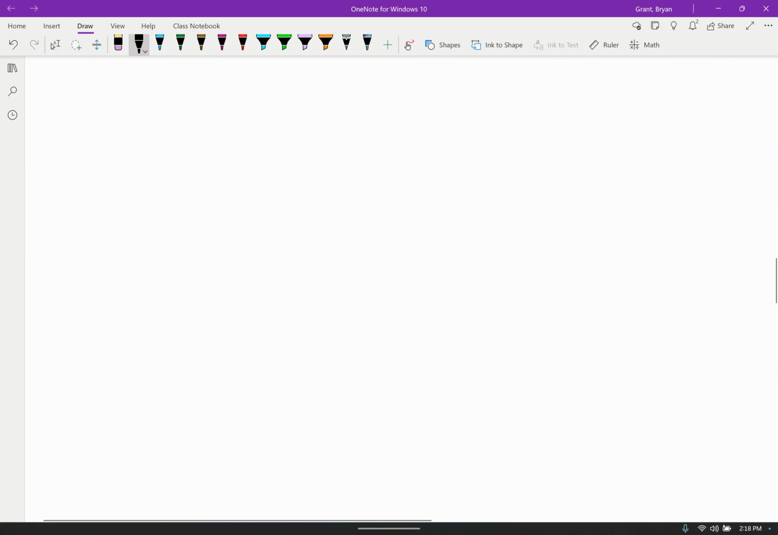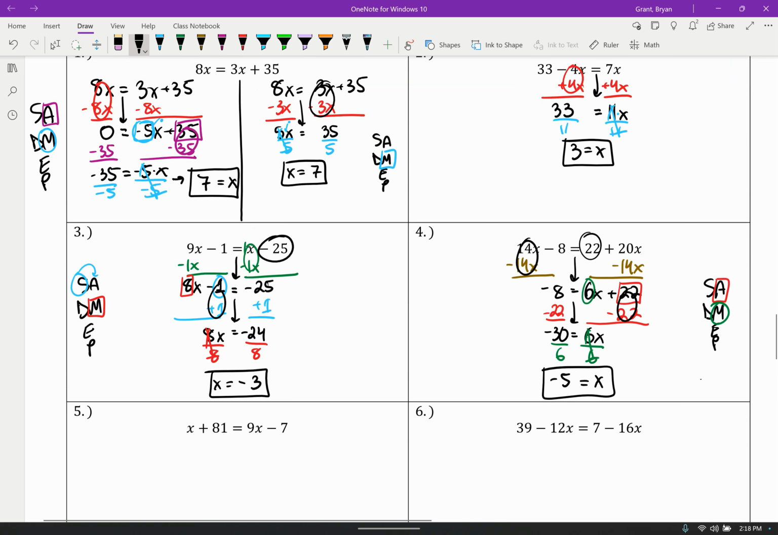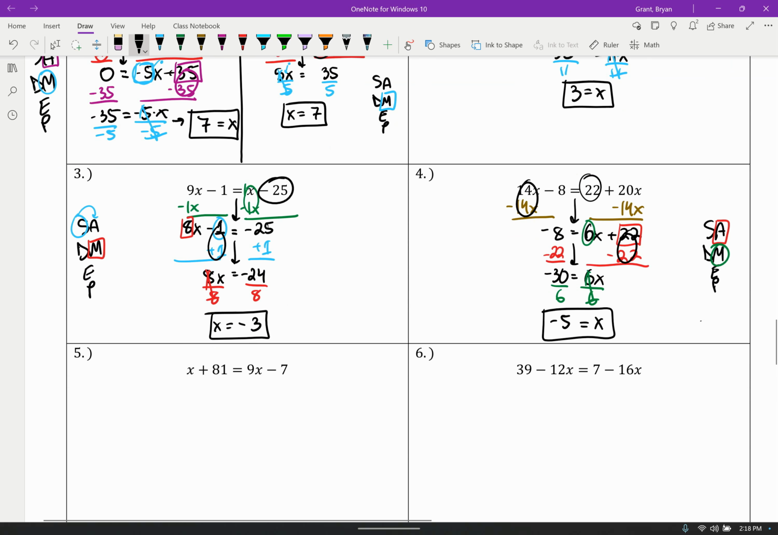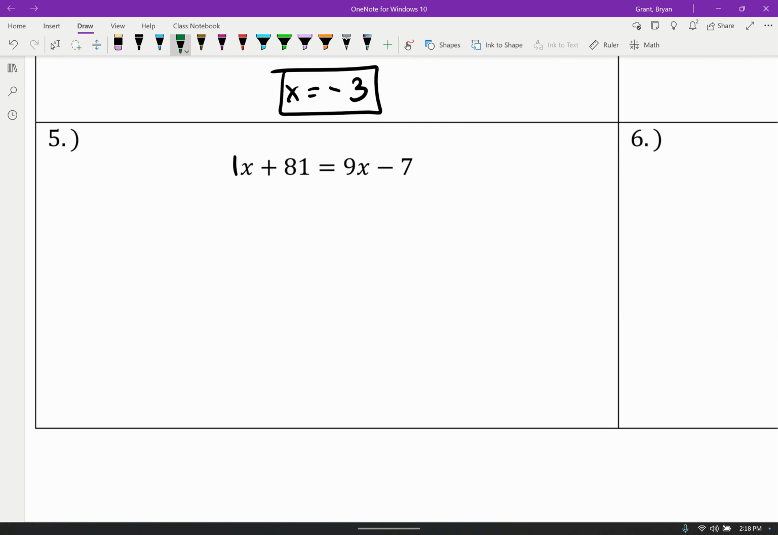That's pretty similar to what we did previously. We had an x and a 9x, didn't we, over here? And I chose to subtract the x, and I'll do the same thing here. Always important to put the number in front, though, so we don't forget how many x's we are taking away.